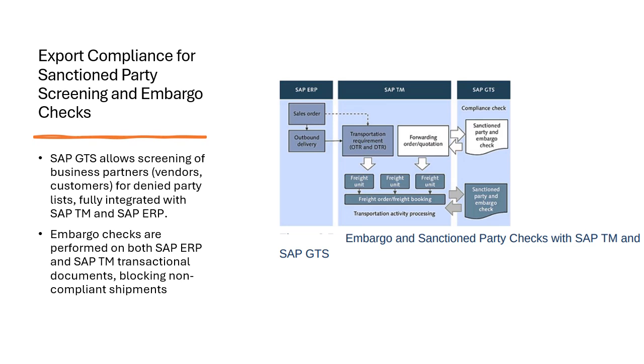And this figure outlines the process of performing embargo and sanctioned party checks, showing how freight orders and forwarding orders are screened against compliance databases within the SAP GTS.